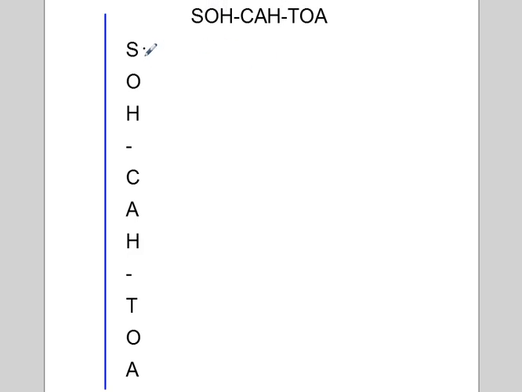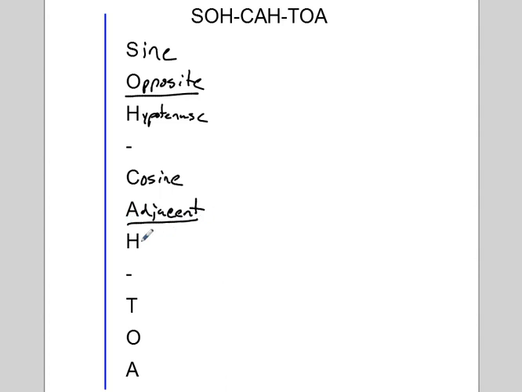Well, it stands for sine is opposite over hypotenuse. Cosine, which is the C, is adjacent over hypotenuse. And T stands for tangent, is opposite over adjacent. SOHCAHTOA helps us put together our trig ratios.